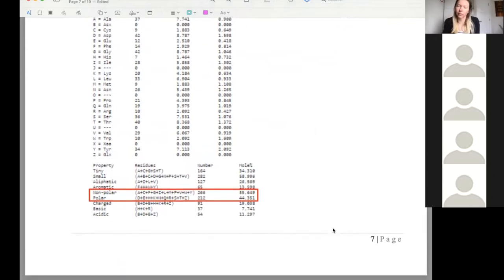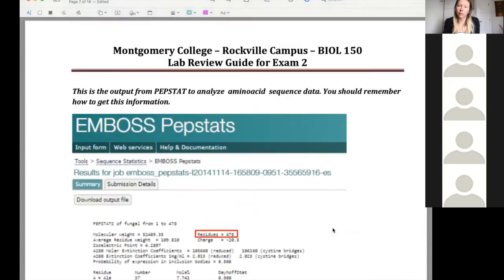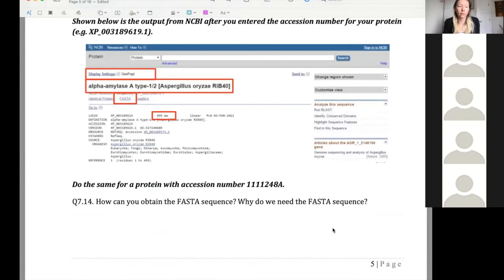Professor, if you go back to page 5, what does the red box of the 499 AA stand for? AA is shorthand for amino acid. Okay. So this is also another way to find out the number of amino acids in the sequence. Okay, thank you. Maybe just write a little note to yourself that amino acids is the same thing as residues, is the same thing as just two lowercase a's.